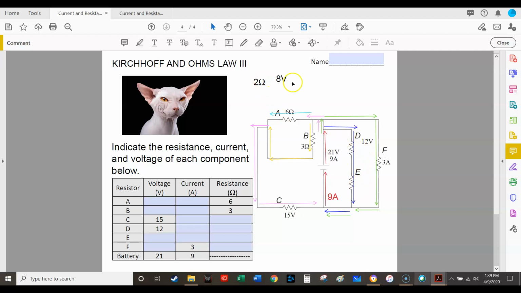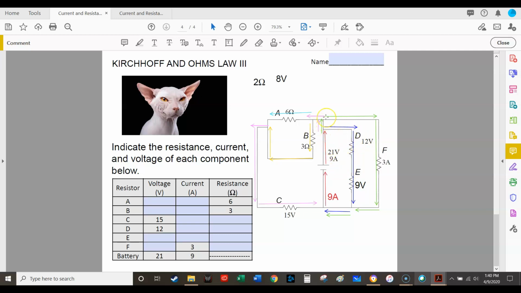Well, 12 of those 9 volts is being consumed by D, and that means the rest of that 9 volts, the rest of that 21 volts has to be consumed by E, which is going to be 9 volts. Okay. All right, so that's pretty cool. That's about as far as we could get with this. Without a current, we can't figure out the rest.